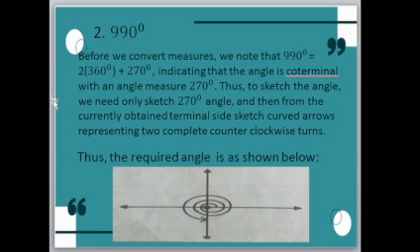And then, as we know that 270 degrees can be 3/4 revolution if we are going to convert that to revolution. So we will move 2 revolutions. 1, 2, and then up to here, the second 3/4. Thus, the required angle is as shown below. So this is the required angle if the given degree is 990 degrees.